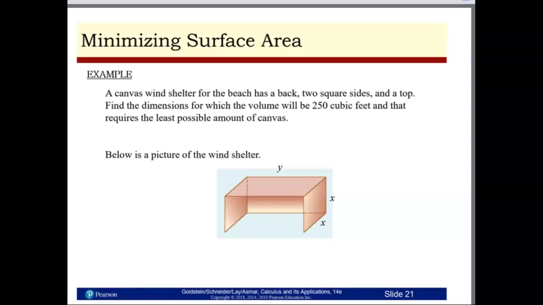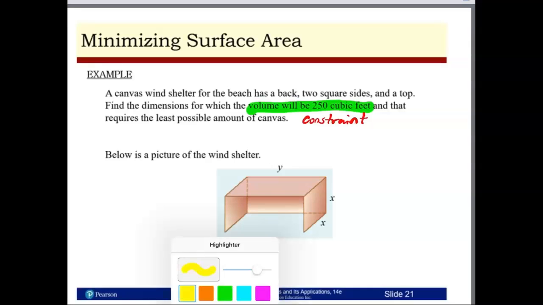Okay? Since we're talking about minimizing a quantity, we know we have certain constraints that we're working with, and then we have certain objectives. So we are constrained by the volume, right? The volume is 250 cubic feet. Again, that is our constraint.